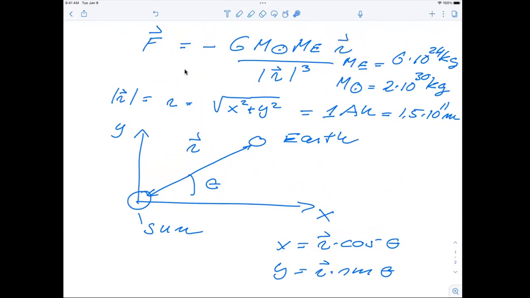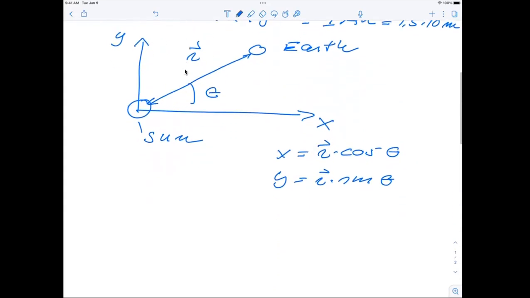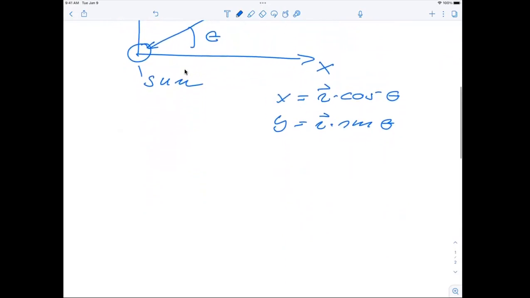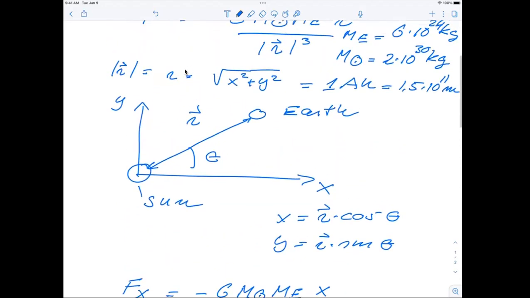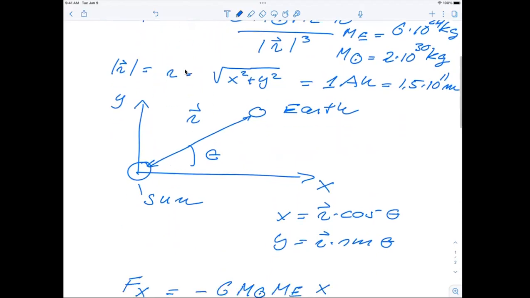So that means that if we look at this expression here, we can define an x component and a y component for the force by simply using the relation we have for x and y in terms of cosine theta and sine theta. So we could rewrite f of x as minus G multiplied with the mass of the Sun, the mass of the Earth, and then x, because this is the cosine component, divided by r cubed, and remember that r is the square root of x squared plus y squared.